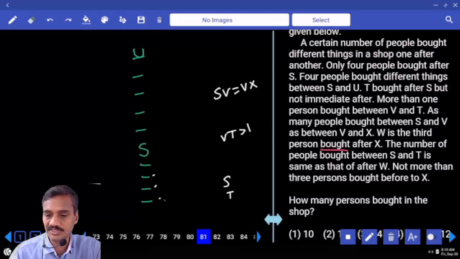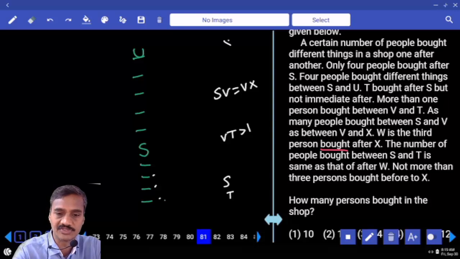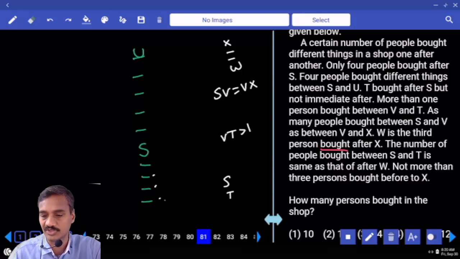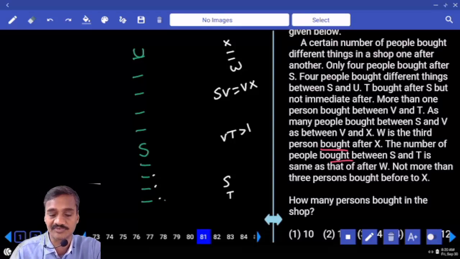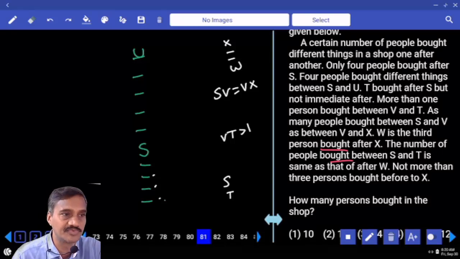And W is the third person who bought after X. X is here. In between X and W, there must be exactly 2 people. W is the third person to buy after S. And the number of people between S and T is the same as after W. And this is the crucial information we have.